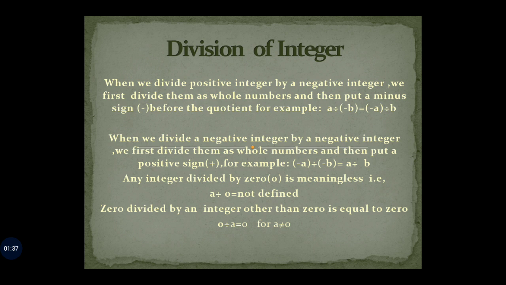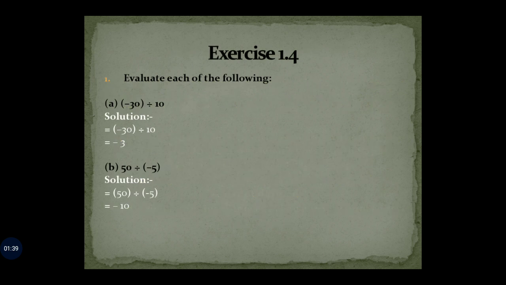Now let us move on to exercise 1.4. First bit, evaluate each of the following. A1, minus 30 divided by 10. Solution for this problem is minus 30 divided by 10.